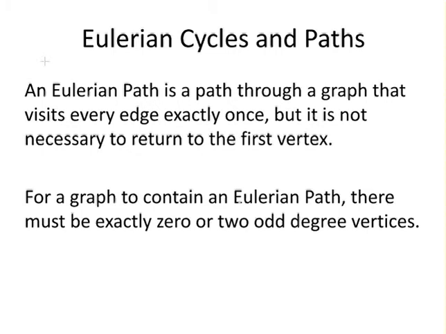An Eulerian path is a path through a graph that visits every edge exactly once, but it's not necessary to return to the first vertex. For a graph to contain an Eulerian path, there must be exactly 0 or 2 odd vertices. Just to be clear, when I mean 0, an Eulerian cycle is a type of Eulerian path. But it's possible to be an Eulerian path without being an Eulerian cycle.